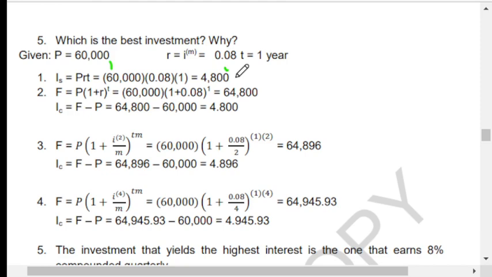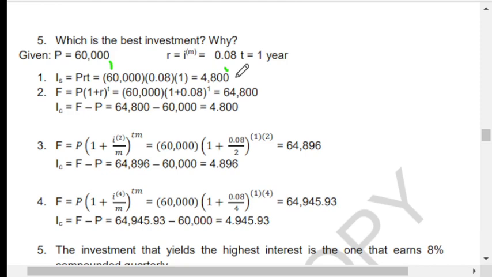Okay, for number 2, we have compounded annually. So 60,000 times 1.08. So it's 64,800, minus 60,000. So therefore, the interest will be 4,800.